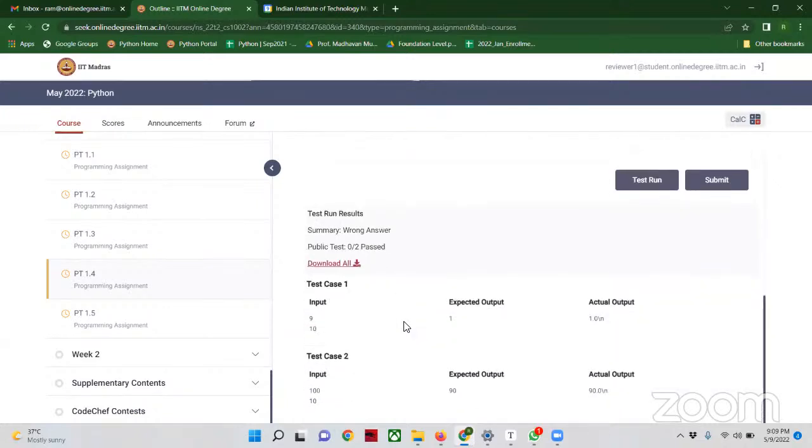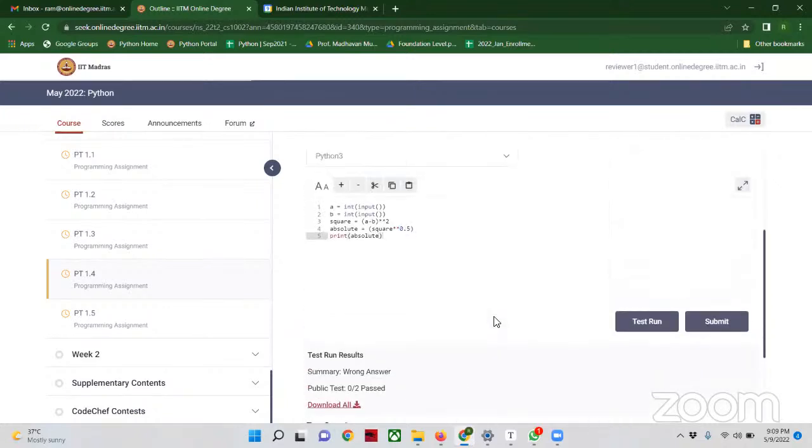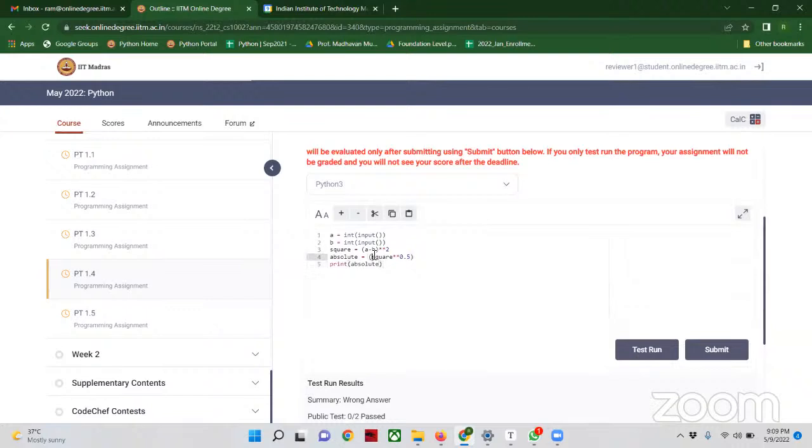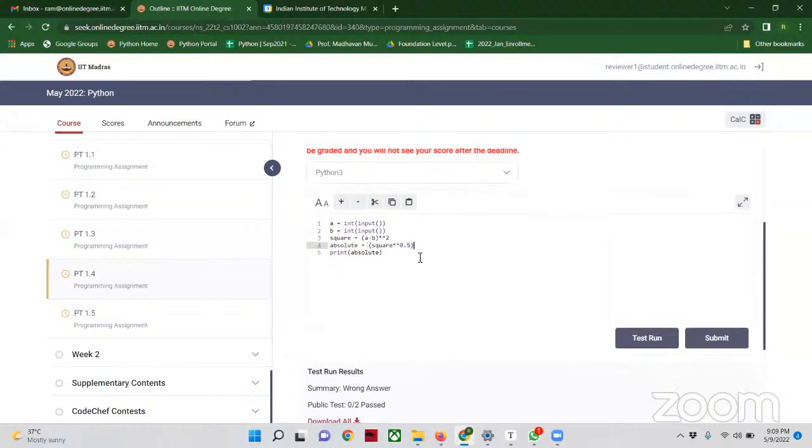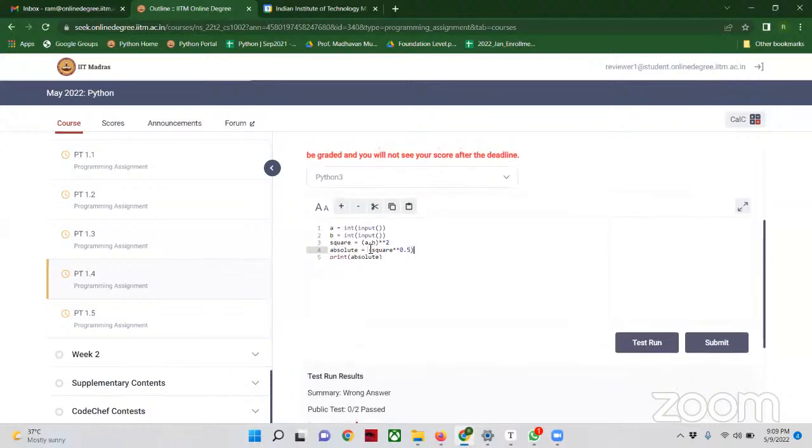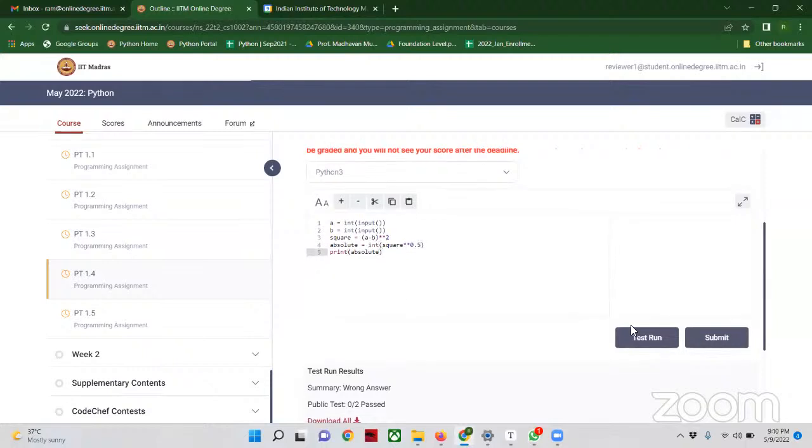Sir, does exponential give float? That's not exponential, but if you find the square root, then it will be a float. Okay, fine.